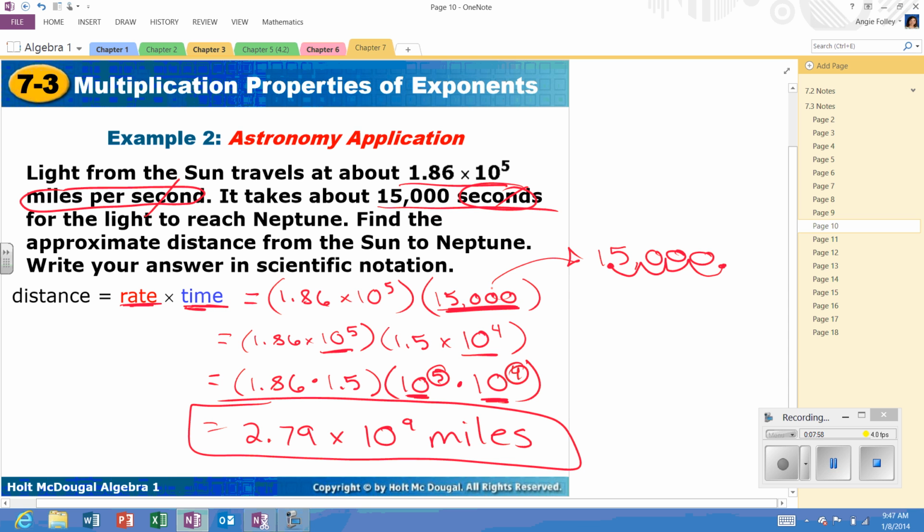So again, all we did was we wrote the 15,000 in scientific notation. I regrouped my numbers, so I grouped the 1.86 and the 1.5 together, and then I grouped the 10 to the 5th and the 10 to the 4th together, and then I added exponents since they had the same base.